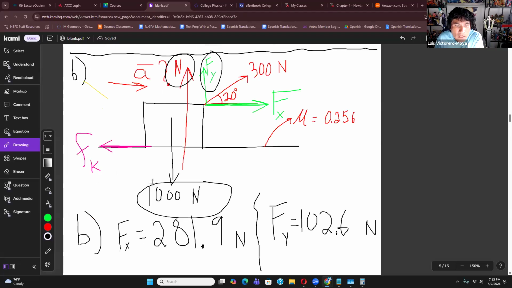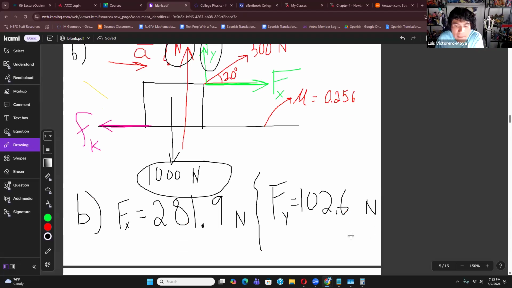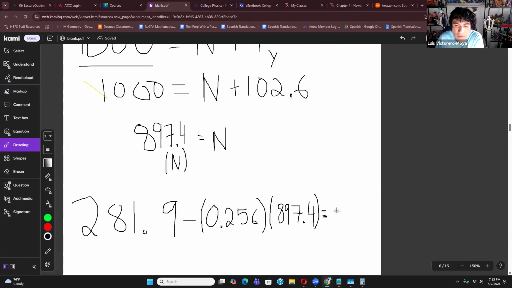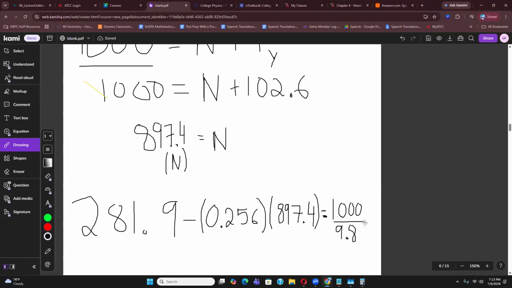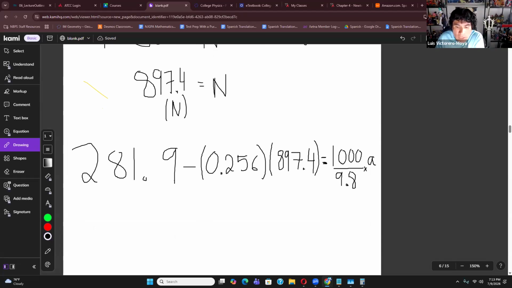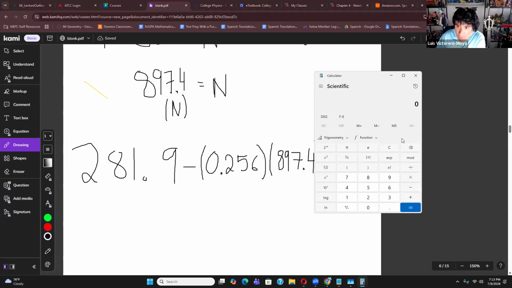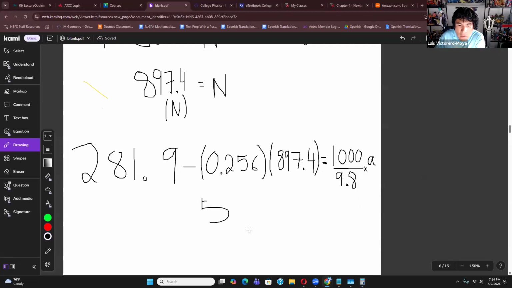Okay. The mass is 1,000, though. The weight is 1,000. What's the mass? 1,000 over 9.8. You divide by 9.8. 102.04. So let's do the math here. 0.256 times 897.4 minus 281.9. Okay, so I get 52.17.